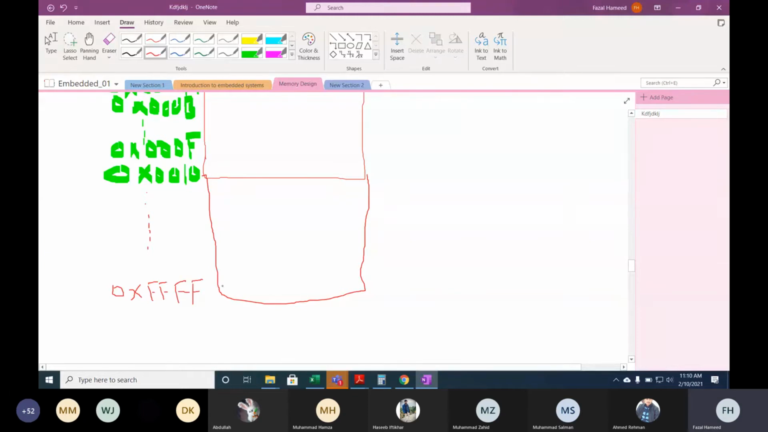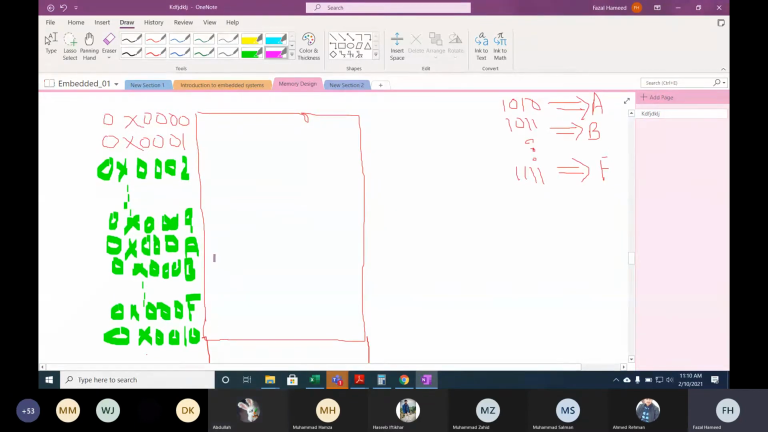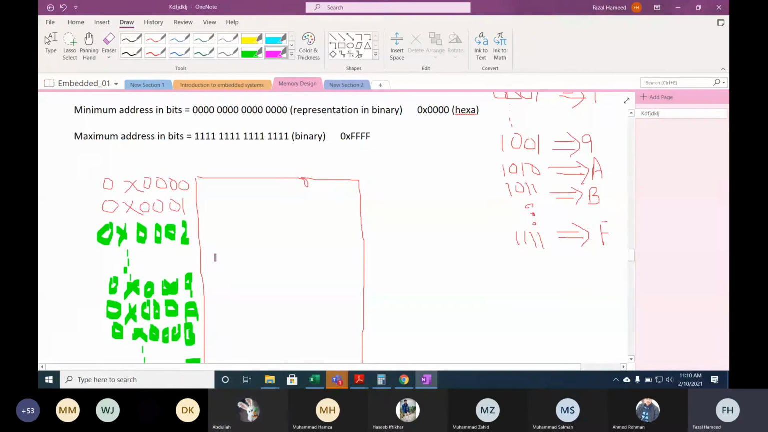What will be the second last address? 0xFFFE. So now this is the representation in hexadecimal. This is the address in hexadecimal.